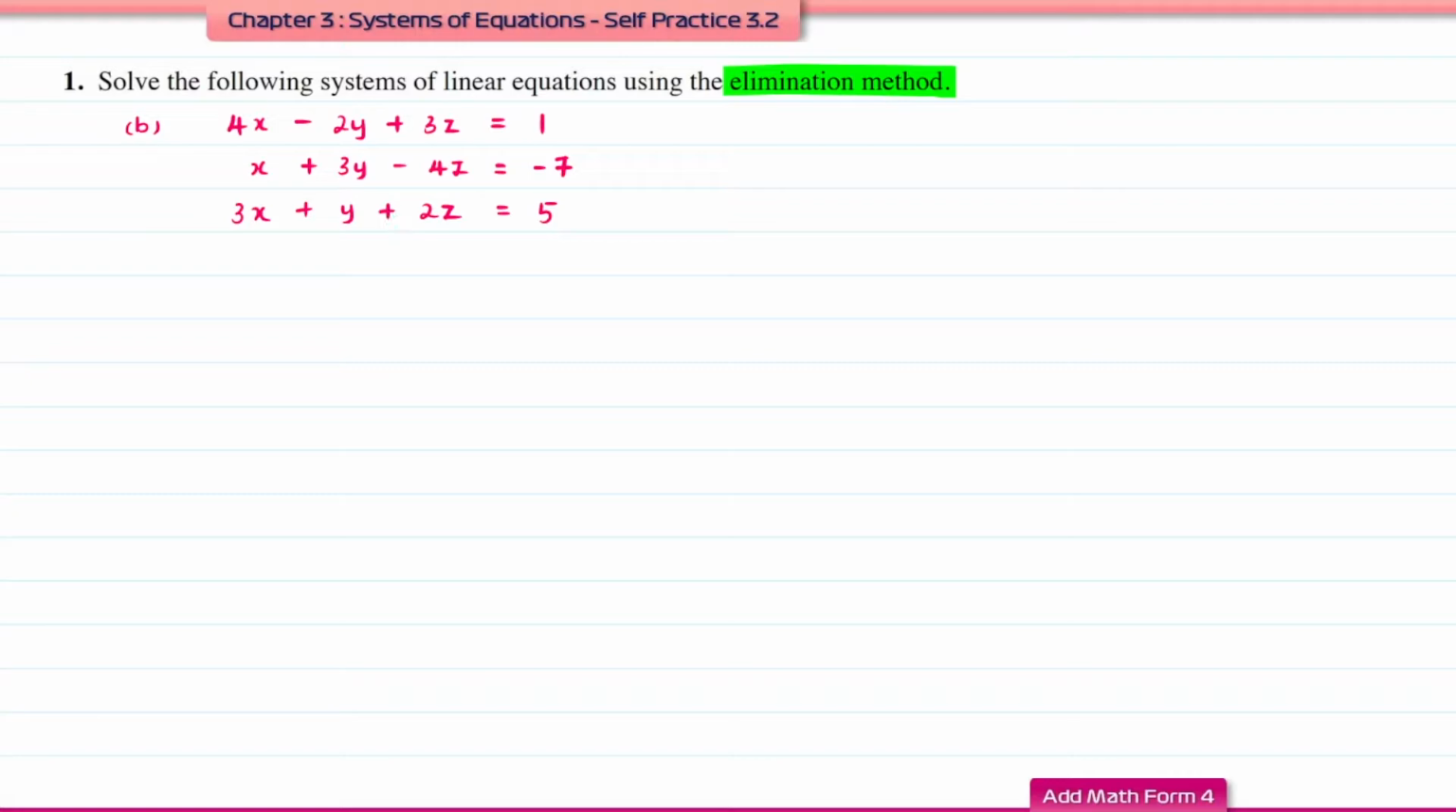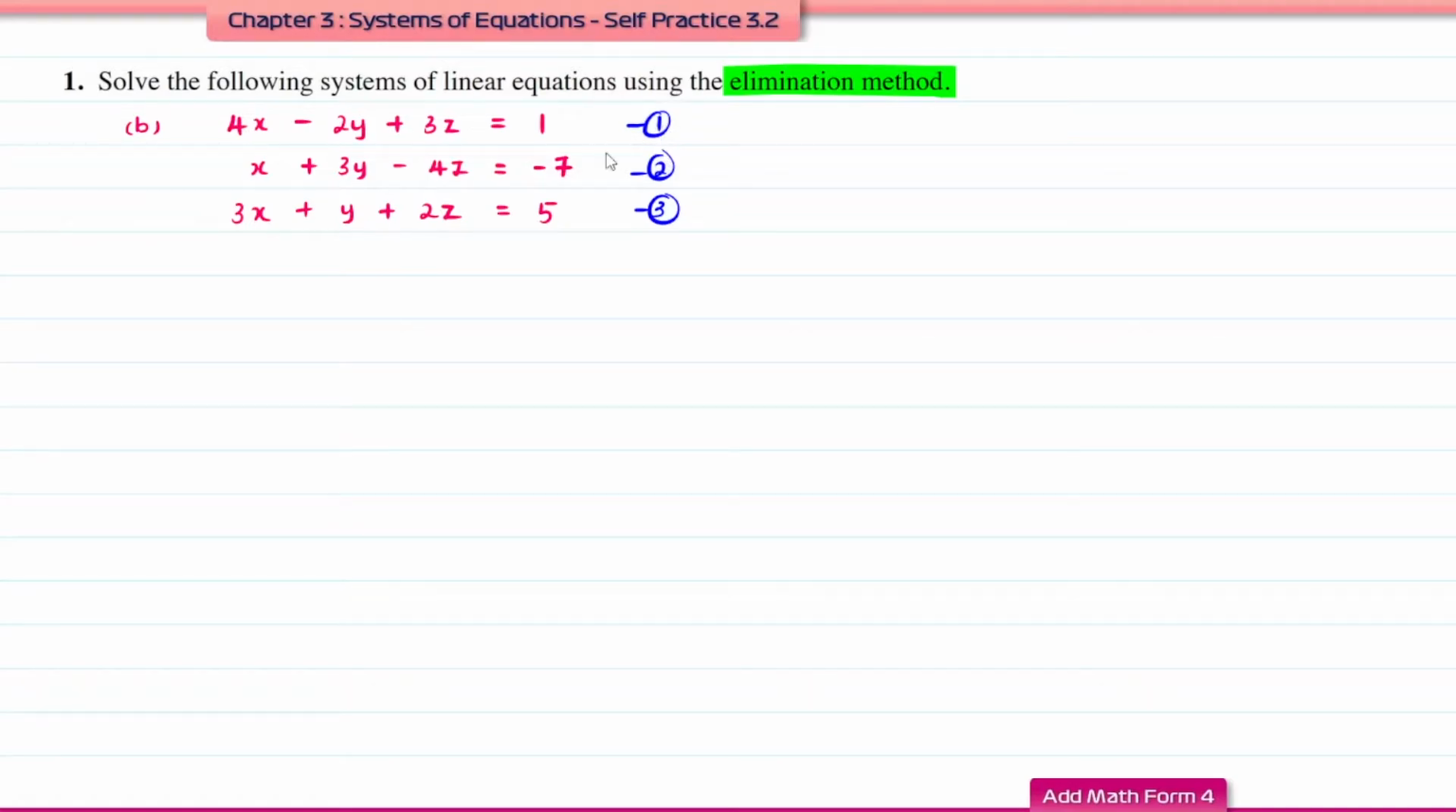Question B. First, let us label the equations. Now, if you look at the variables x, y, z in these three equations, none of them have the same value. Therefore, to eliminate one, we need to choose a variable and then equalize the coefficients ourselves. So here I'm going to choose the variable x to be eliminated.